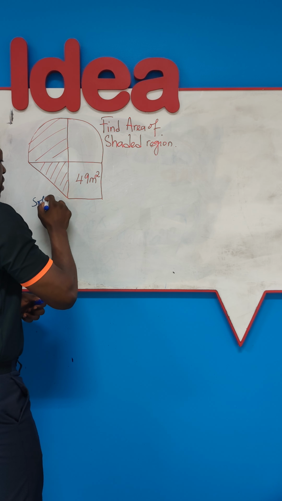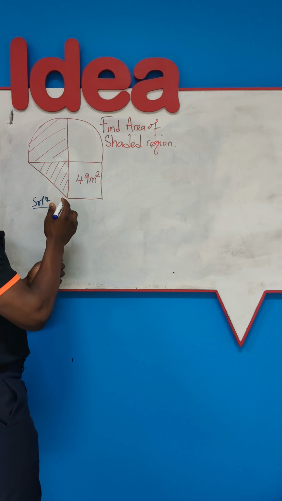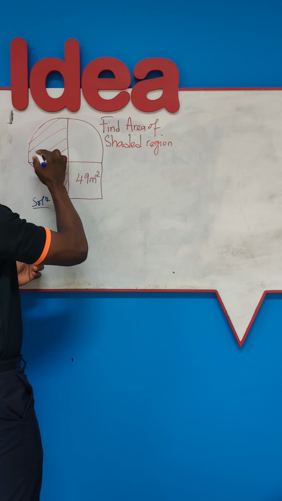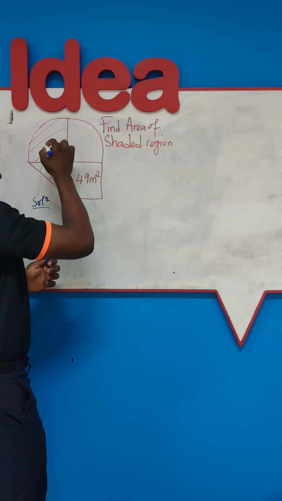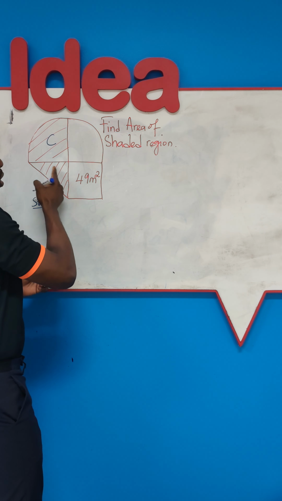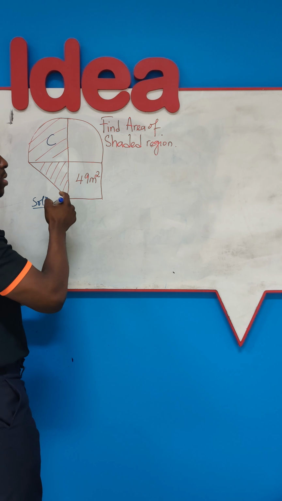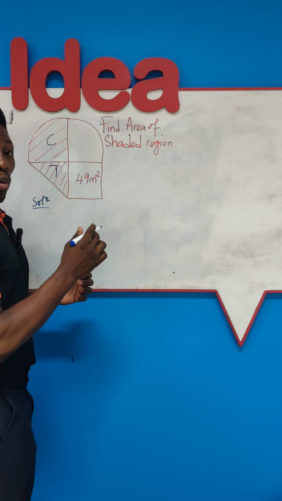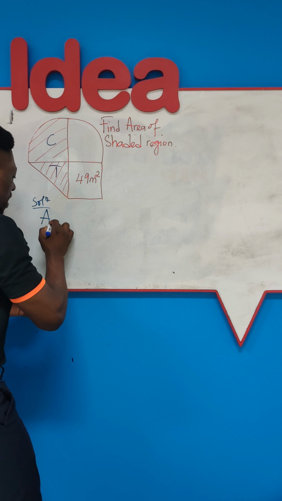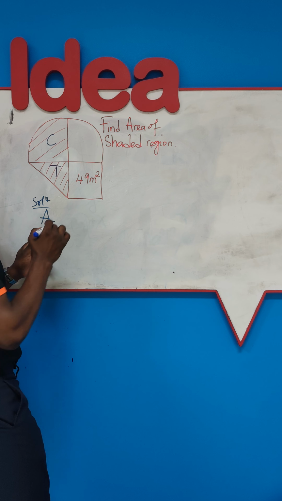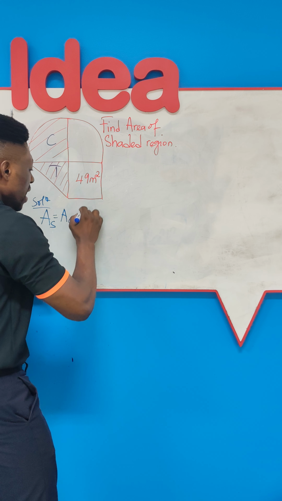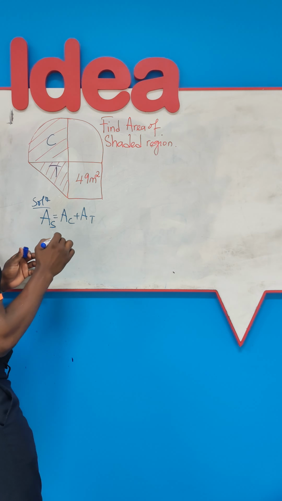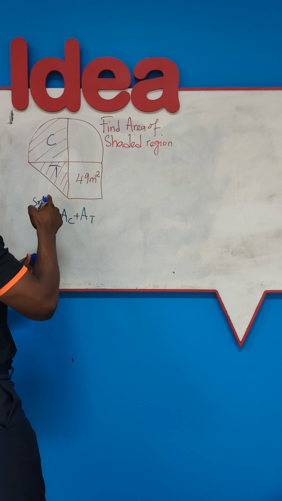Solution. Let's start by identifying the shaded portion. Clearly, up here we have some sort of 1/4 of a circle. Let's call it C. And down here we have what looks like a triangle. Let's call it T. So, the area of the shaded portion, let's denote it like this, will be equal to the sum of the area of C plus the area of T.